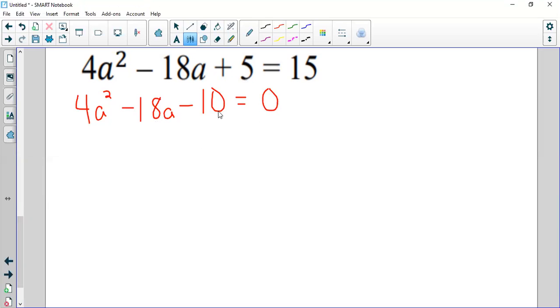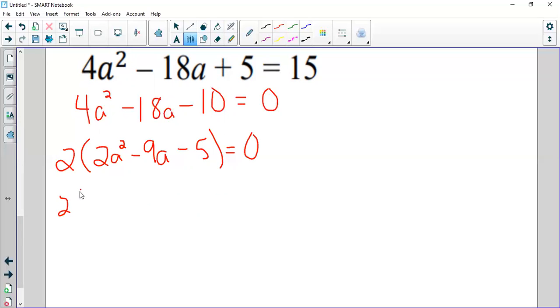Before I factor, I look and I say, hey, there's a GCF. That GCF of all these numbers is 2. So before I break it into binomials, I'm going to factor out the GCF. Always look for a GCF first. That is literally your first step every time you factor. Divide that 2 out of everything. 2 times a squared minus 9a minus 5 is equal to 0. In the factoring, that 2 is very important. In solving the equation, that 2 will mean nothing at the end. And I'll show you what I mean.